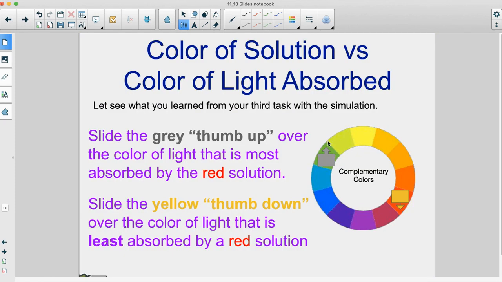So here again, for our color of solution versus color of light absorbed, our gray arrow up is over the green, because that green color is most absorbed by red. That's most absorbed by red. And then the yellow thumbs down is on the red, because a red solution transmits this the most. So this is least absorbed by red.